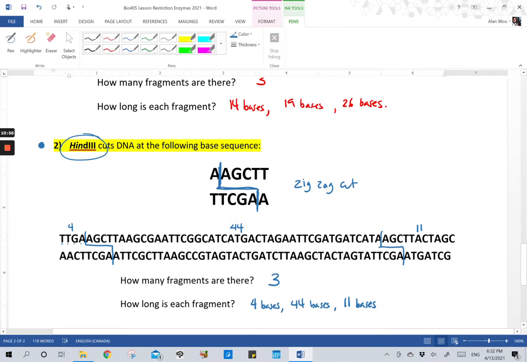Now, it's a coincidence that we have the same number of fragments, and even with the same number of fragments, we can tell that the size of those fragments are different. Therefore, HindIII will create a different DNA pattern than if we simply just used EcoR1.